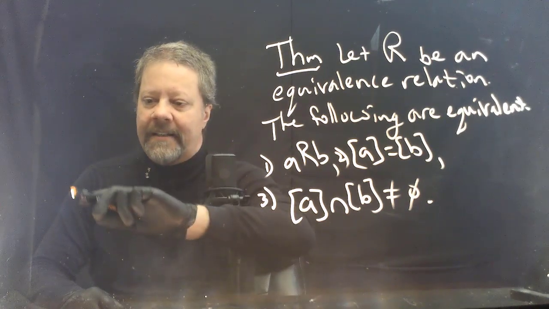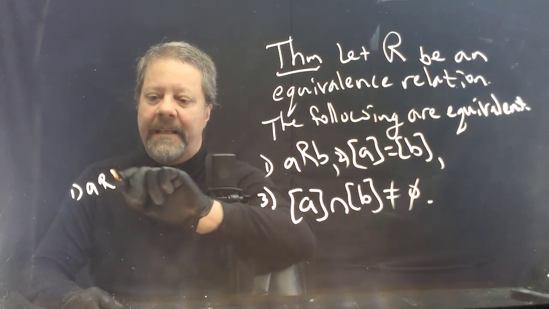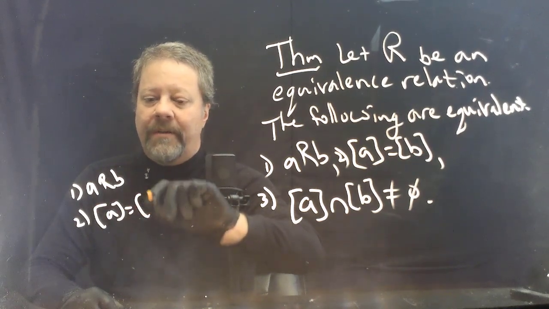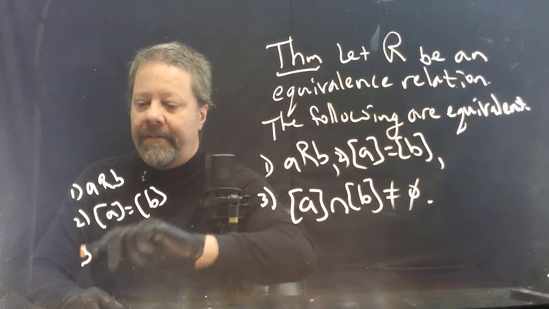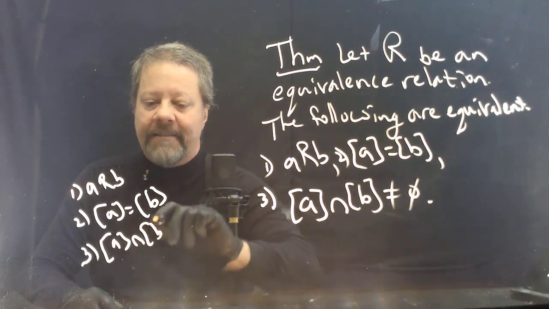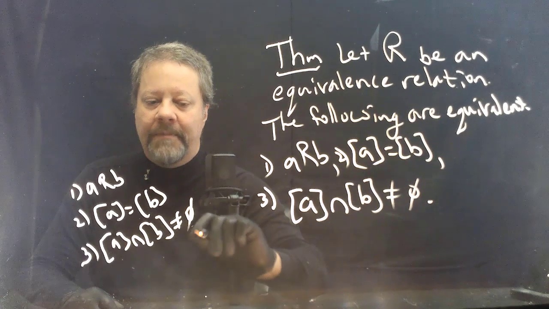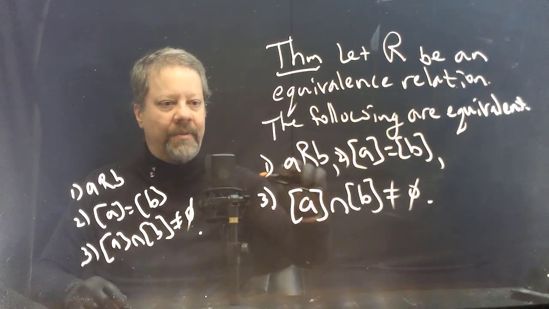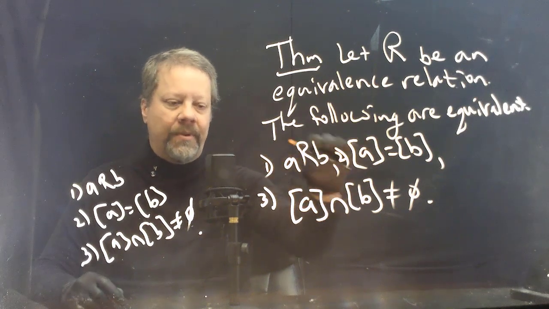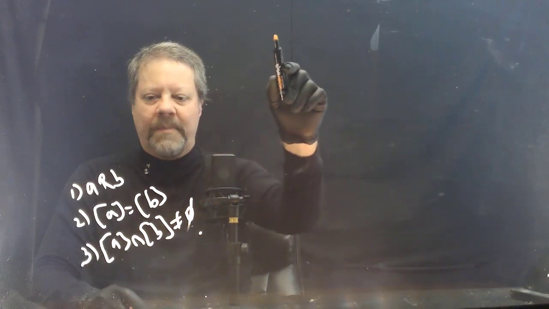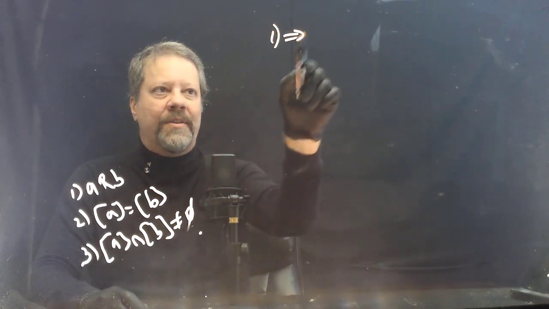So I'm going to write down this list over here. 1, A related to B. 2, the equivalence class of A equals the equivalence class of B, and 3, the equivalence class of A intersect the equivalence class of B isn't empty. We need to prove that these are equivalent, which means we have to show maybe that 1 implies 2, and 2 implies 3, and then 3 implies 1. Let's begin by showing 1 implies 2.